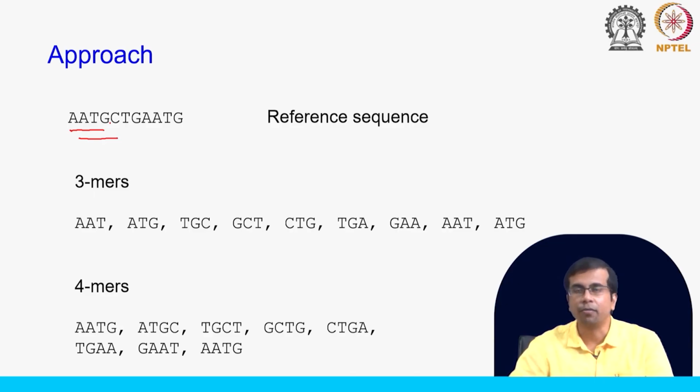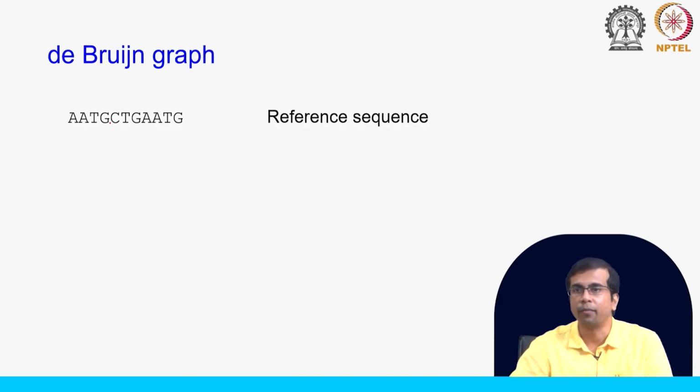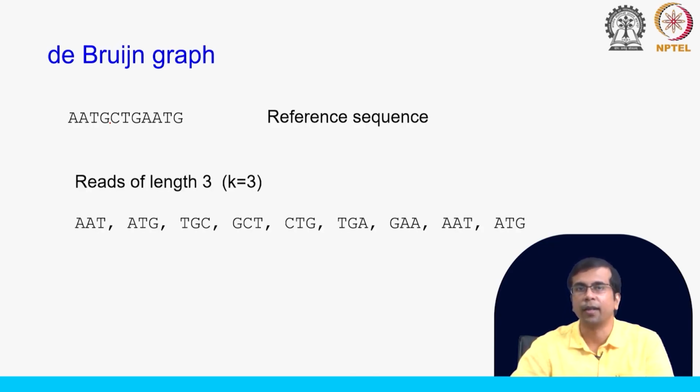Now, how do we actually go about this assembly or the overlap graph? How do you build this graph in the first place? Coming back to this reference sequence, let us consider these reads of length 3, so we say k equals 3. The idea is very similar, and you can try different k's. We will illustrate with k equals 3 and k equals 4, so you understand this better.